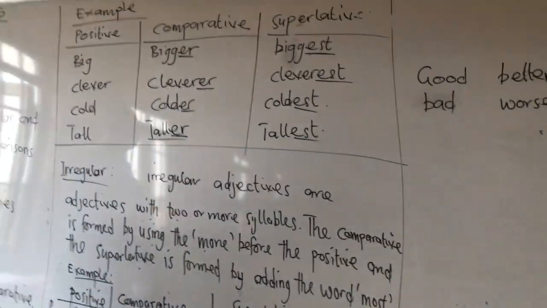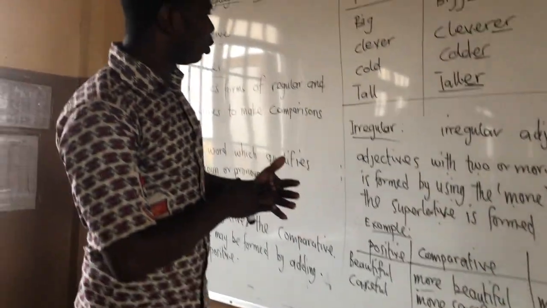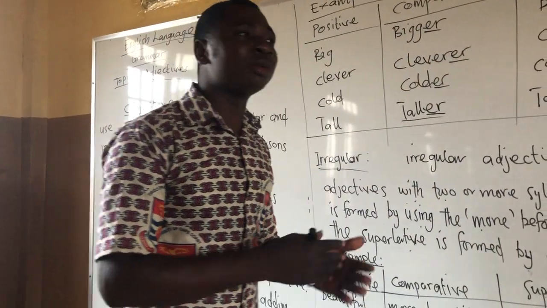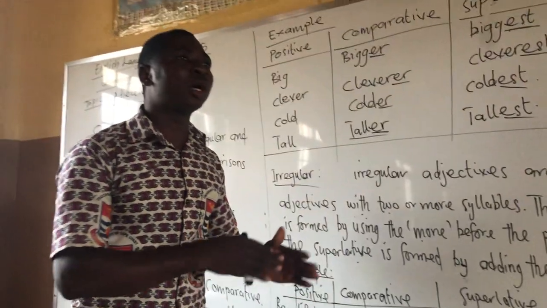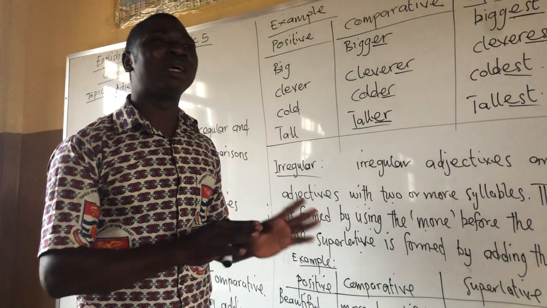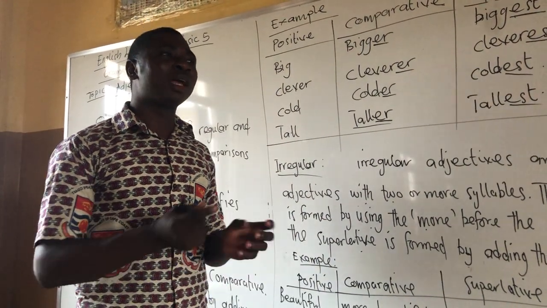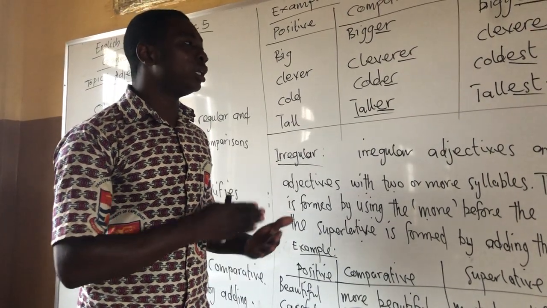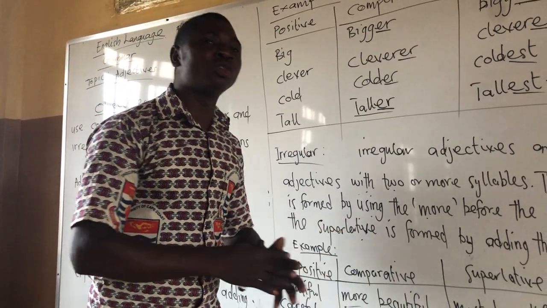Good. So what have we learned today? We have learned adjectives and the regular and irregular adjectives. And he said that for the regular one, we add er and est to it to form the comparative and the superlative. And then the irregular one, what do we do? We just add more and most to it.